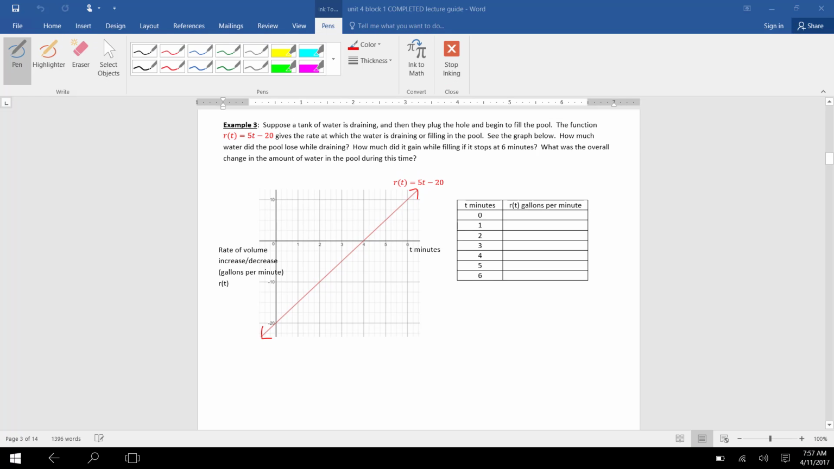We're in Unit 4, Block 1. We're starting example 3. In this example, it says that we're starting with a tank of water. At first, the tank is draining, then they plug the hole, and then they begin to fill the pool.